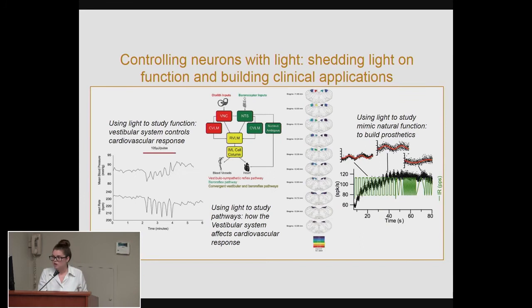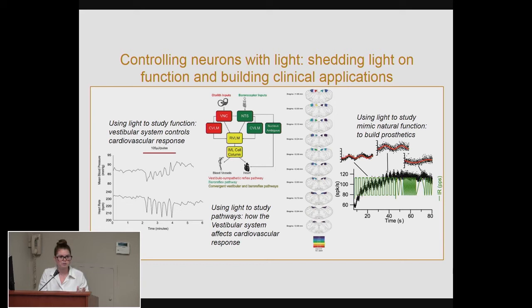And then the second part of our lab looks at the vestibular system. So this is what I'm working on in my PhD. I'm specifically using infrared radiation, or light, as a stimulation technique in the vestibular system to look at the interaction between the vestibular system and blood pressure and heart rate. So maybe this is something everybody can relate to.